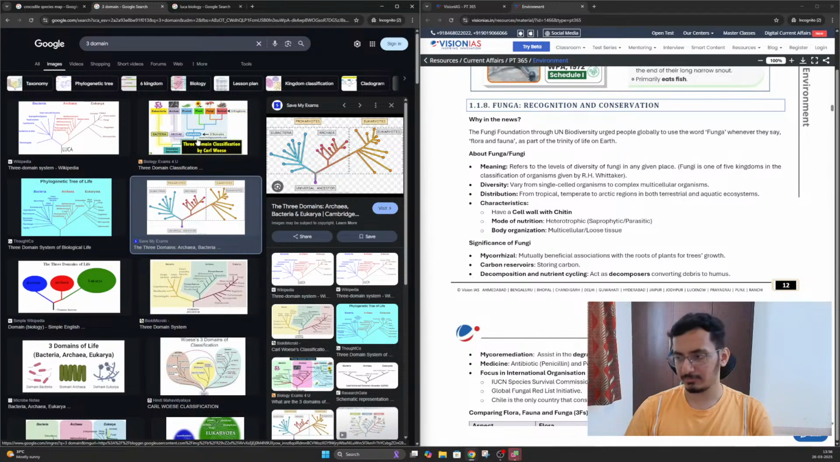Bacteria, archaea, and eukaryotes, right? So bacteria are the simplest ones. Bacteria and archaea are prokaryotes, that is extremely simple cells without specialized cell organelles or anything. And eukaryotes, on the other hand, so basically you can divide the whole thing into two halves, that is prokaryotes and eukaryotes.